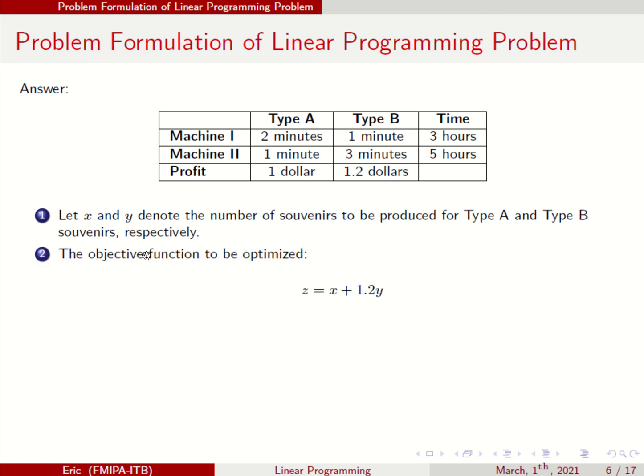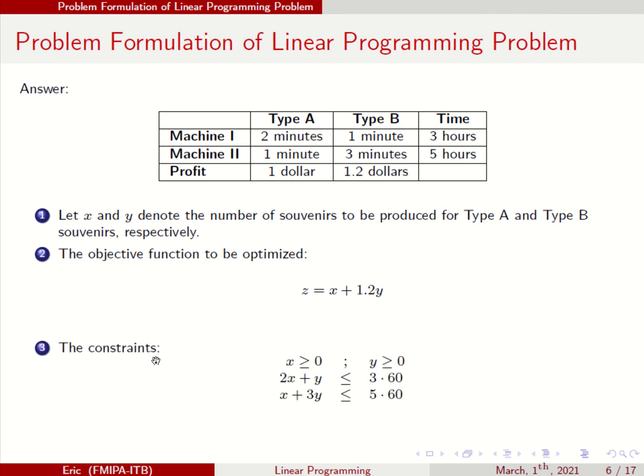And for the objective function, you want to maximize the profit. If you have X units of type A, the profit is given by 1 times X. And the profit for type B is 1.2 times Y. So the total profit is 1X plus 1.2 times Y. This is the objective function, the function to be optimized. We usually use Z, or you can use another variable, such as P for profit, or anything else.